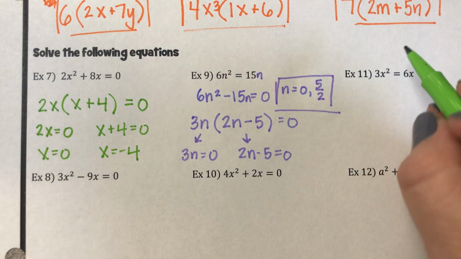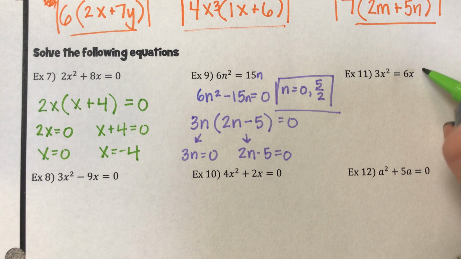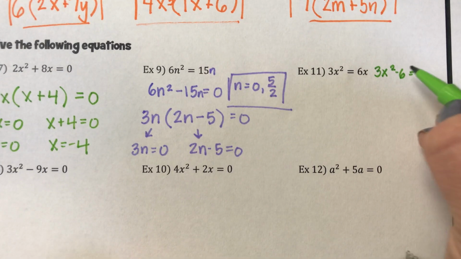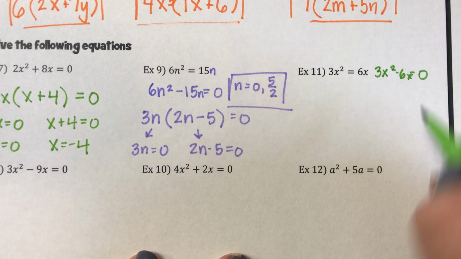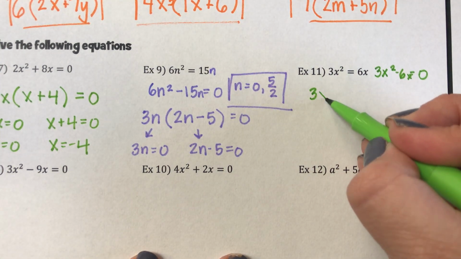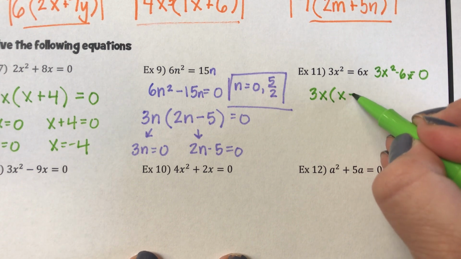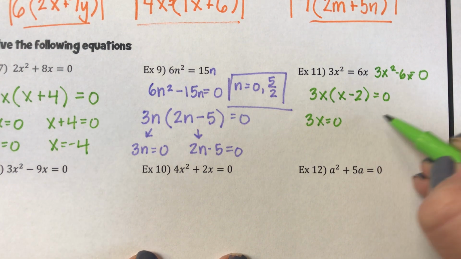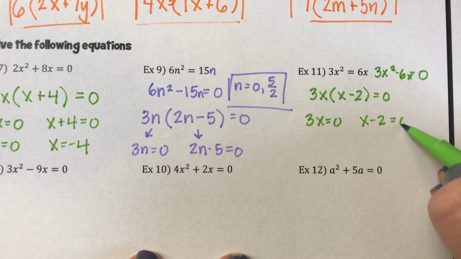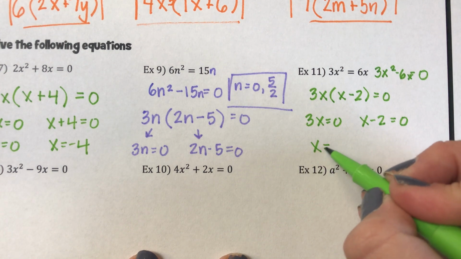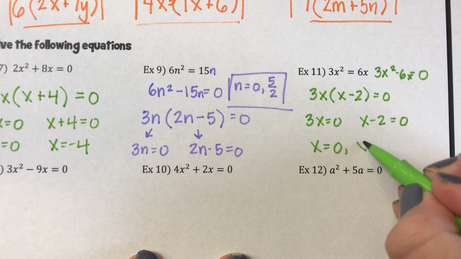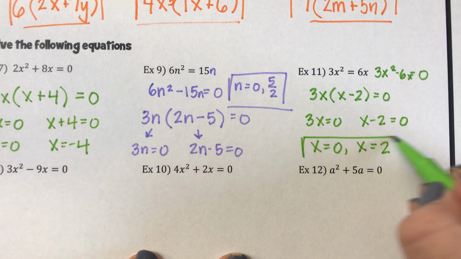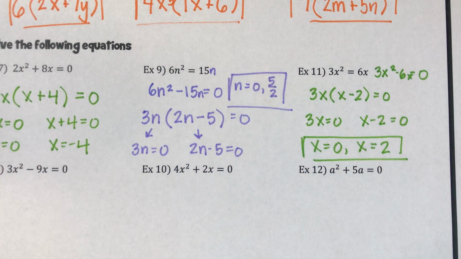Okay, or look at number 11. So I'm going to subtract it. I'm going to do it like this. 3x squared minus 6x equals 0. So I can take out a 3x. That leaves me with x minus 2. So 3x could equal 0, or x minus 2 could equal 0. So x could be 0, or x could equal 2. So why don't you try the last 3, and then we can check your work.